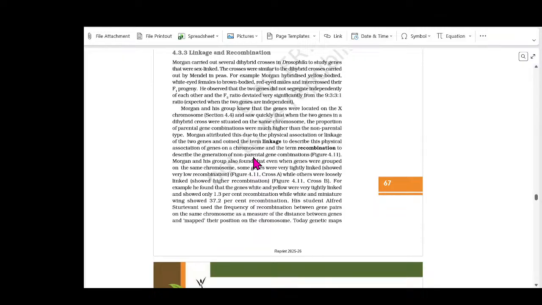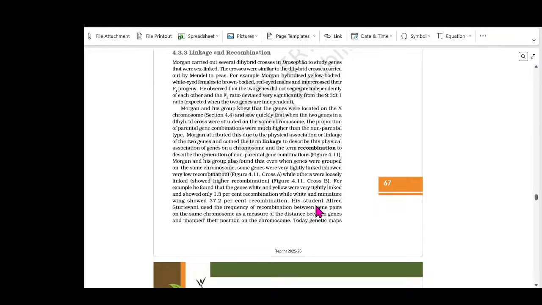Morgan and his group also found that even when the genes were grouped on the same chromosome, some genes were very tightly linked while others were loosely linked. For example, he found that the genes white and yellow were very tightly linked and showed only 1.3% recombination, while white and miniature wings showed 37.2% recombination.